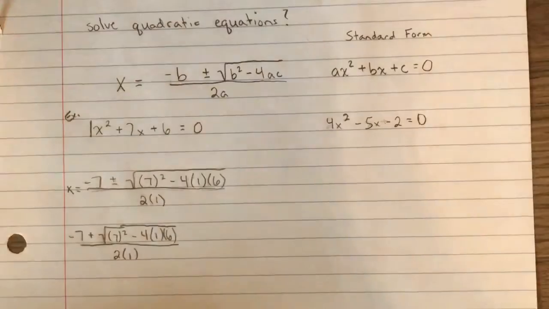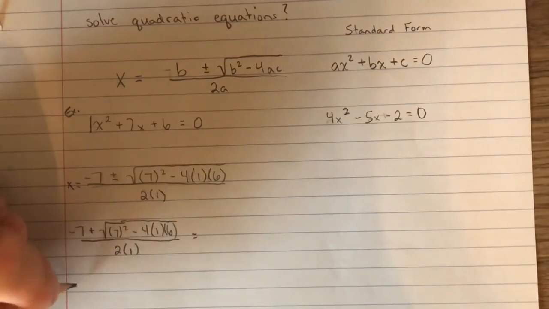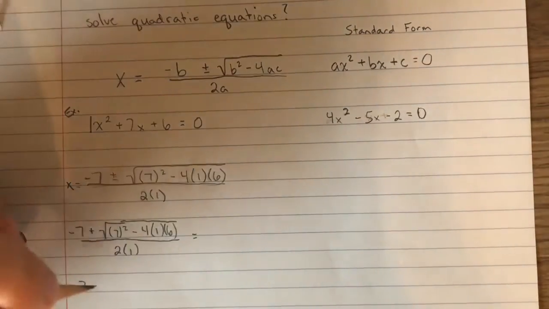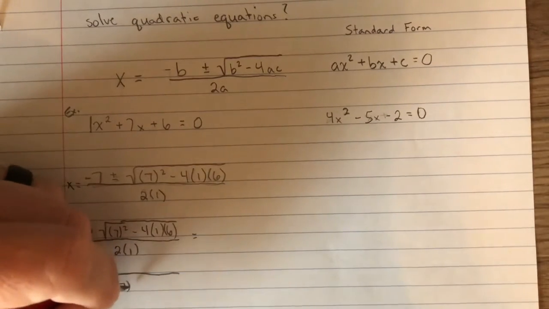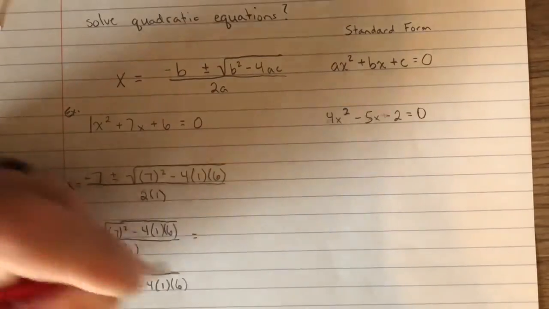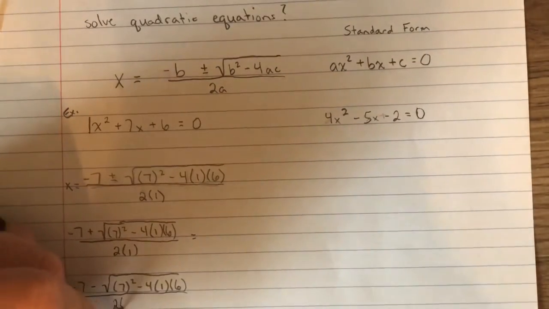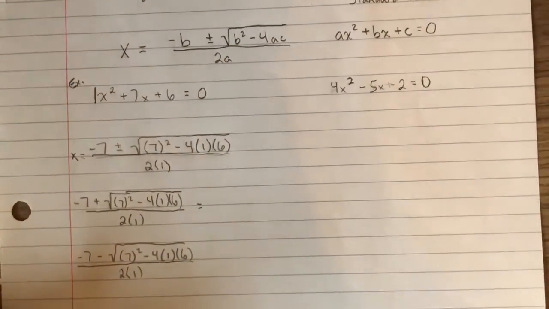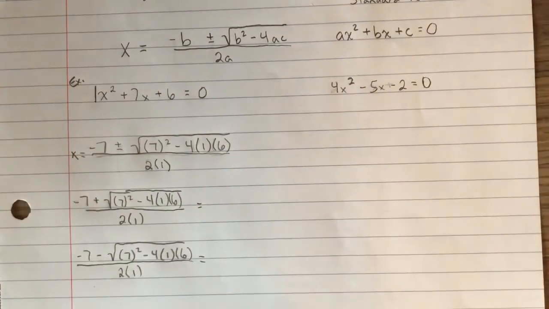All right, now the second time that I solve, I want to write it as a minus. So negative 7 minus the square root of 7 squared minus 4 times 1 times 6. And all of that will be divided by 2 times 1. Now, this is the point where you're going to want to get a calculator out if you have a graphing calculator, or you'd want to go to a website like mathpapa.com where they have an algebra calculator, and then you would want to type this in.